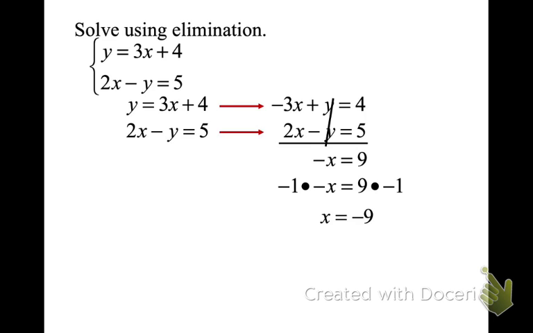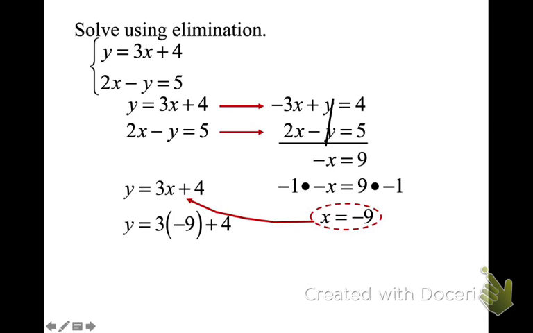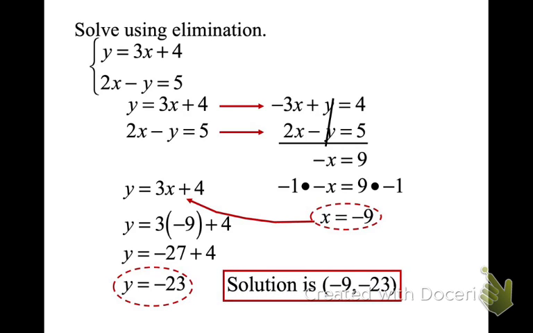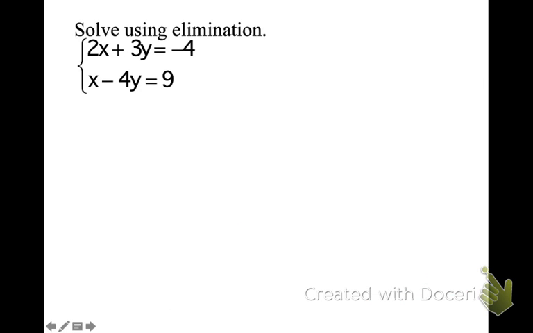I'm going to go to the y equals. I think that will be easier. I'm going to substitute in negative 9. And there I have negative 27 plus 4. It's negative 23. So my ordered pair is negative 9 comma negative 23. Sorry. All right.